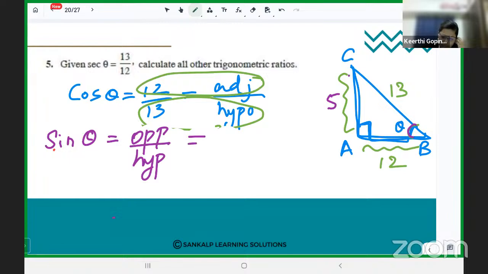So what is the opposite side here? It is 5. And what is the hypotenuse here? It is 13. So 5 by 13.